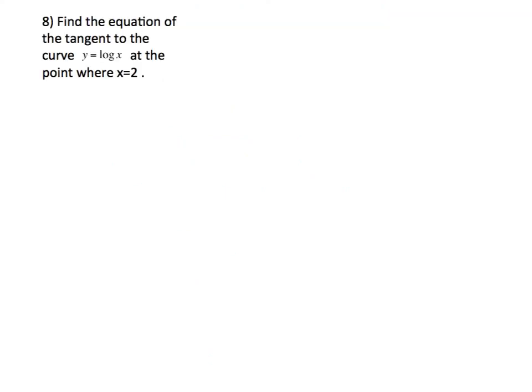Okay, now find the equation of the tangent to the curve y equals log x at the point where x equals 2. So remember, the tangent is a straight line. To find the equation of the tangent, we want to use maybe the point gradient formula, which means we need a point. We've got the x coordinate of the point. To find the y coordinate, we'll sub it into the original equation. And then we also need the gradient. So to find the gradient, we need to find the first derivative, which is also called the gradient function.